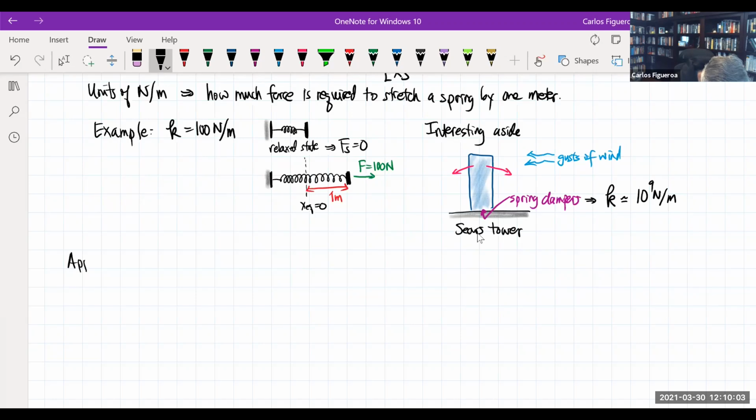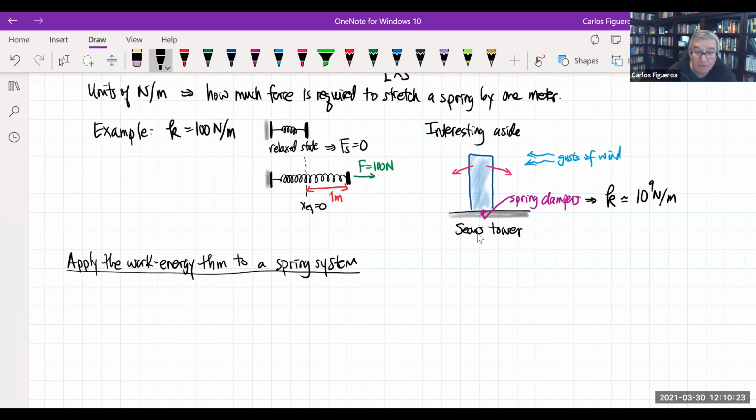That we want to apply the work energy theorem to a spring system. So here we go.